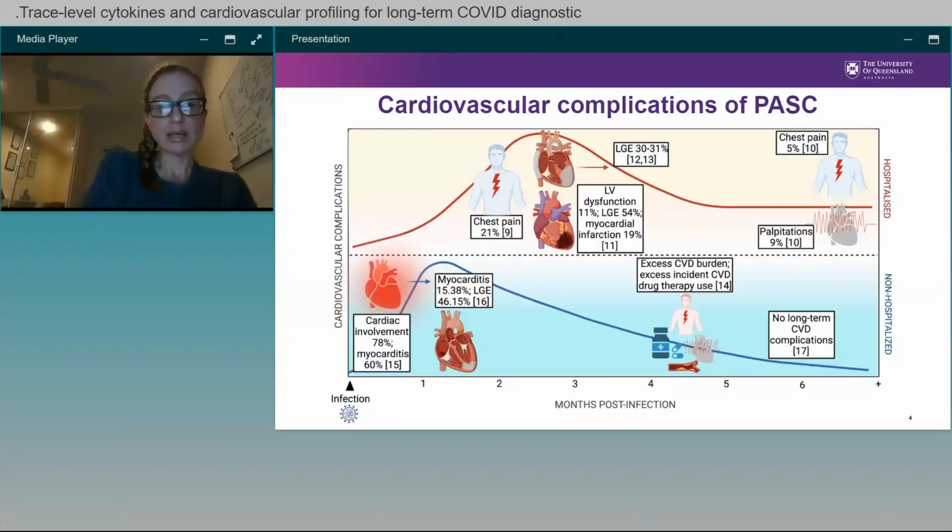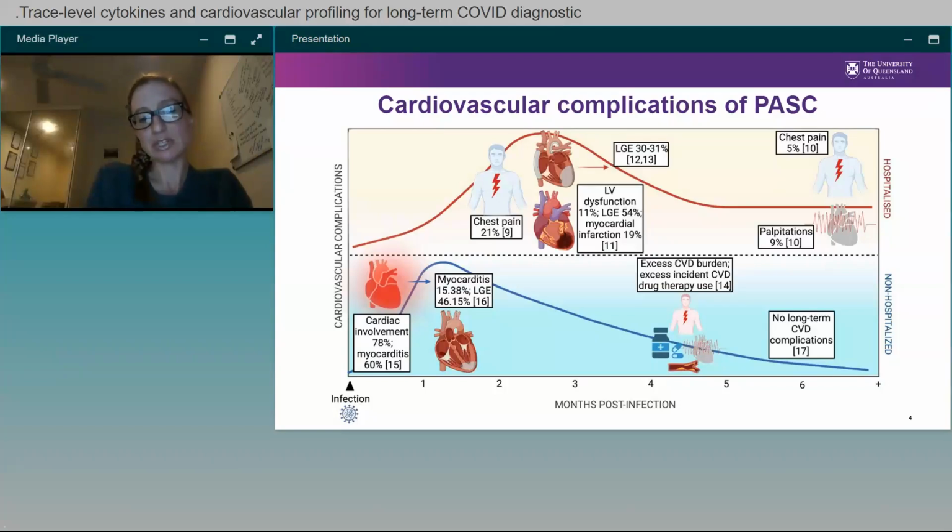One subtype that we became particularly interested in was individuals with the cardiovascular complications of long COVID. So these are individuals who experience things like chest pain, heart palpitations, but also some individuals who have objective measures of cardiovascular dysfunction in terms of on echocardiograms, ECGs, and so on. This is just a diagram summarizing some of the literature in individuals who are either on the top hospitalized with acute COVID or not hospitalized with acute COVID.